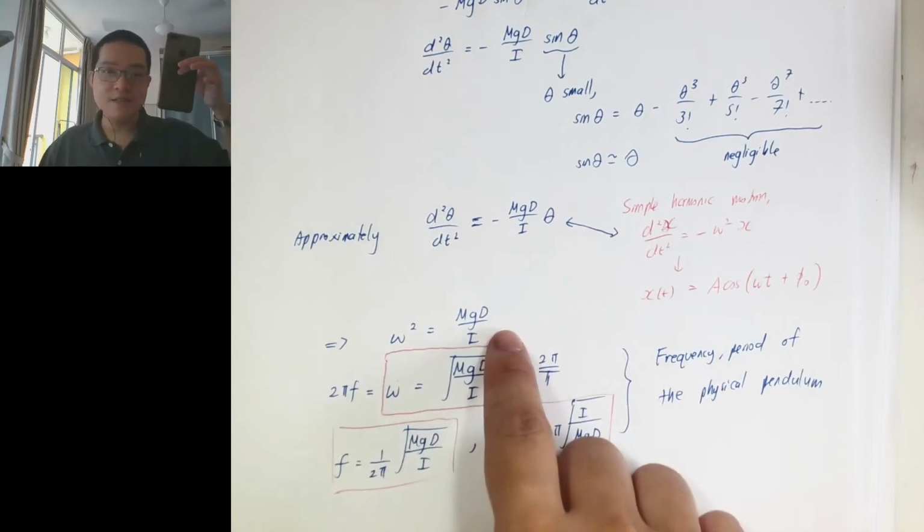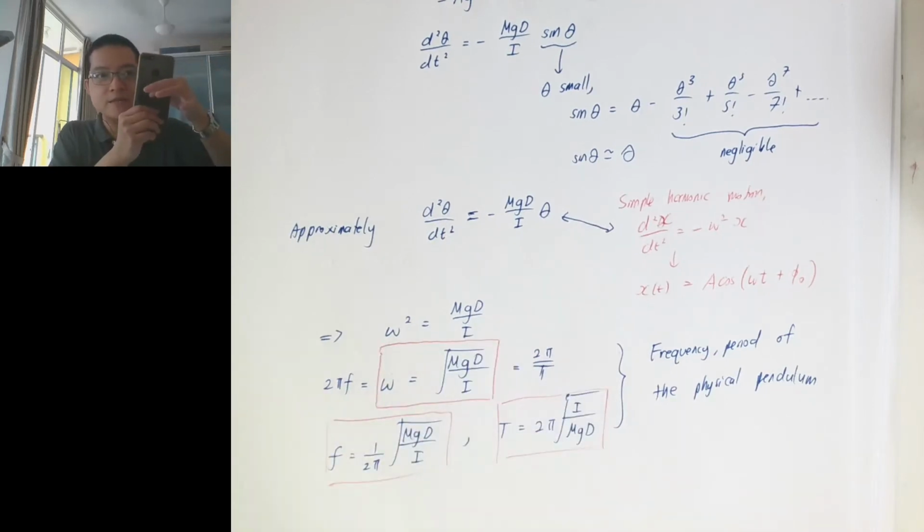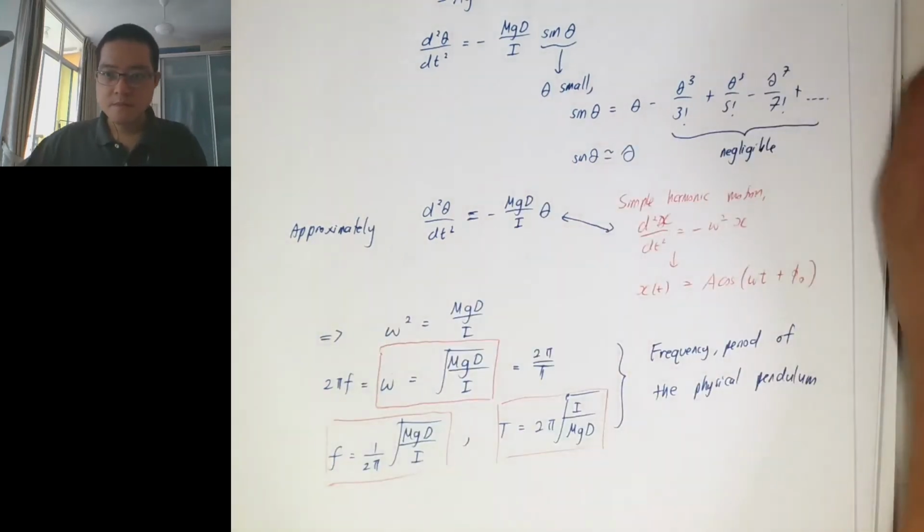What happens if D is 0? The pivot is at the center of mass. But generally the pivot is not at the center of mass, then it will start to oscillate. Yeah, D equals 0 means no pendulum.